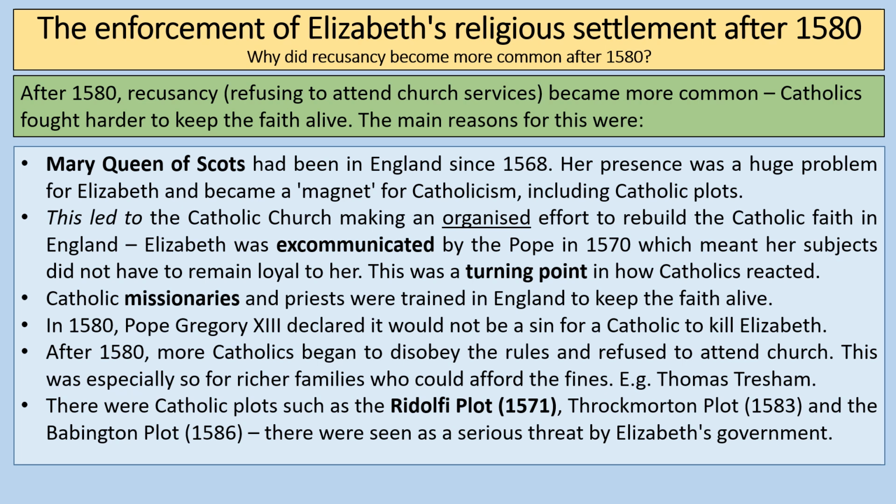A big cause of this is Mary Queen of Scots, who had arrived in England in 1568. Now, her presence is a huge problem for Elizabeth, and she becomes a magnet for Catholicism, including Catholic plots. And that's because Mary Queen of Scots, being the cousin of Elizabeth, is an heir to the throne. And as Mary Queen of Scots is a Catholic, it means that had Elizabeth died, Mary Queen of Scots would become queen. And therefore that galvanises Catholic opposition and Catholic plotters. Remember, there's not many of them, but some Catholic plotters thought that if they could kill Elizabeth or get rid of Elizabeth, they could put Mary Queen of Scots on the throne.